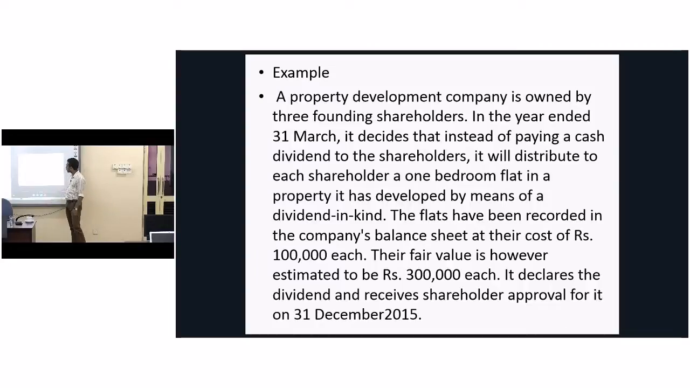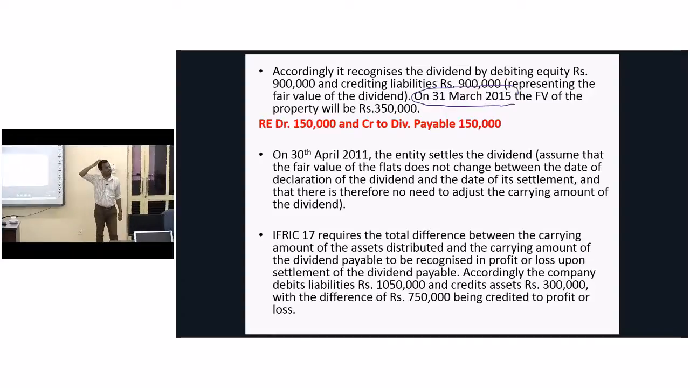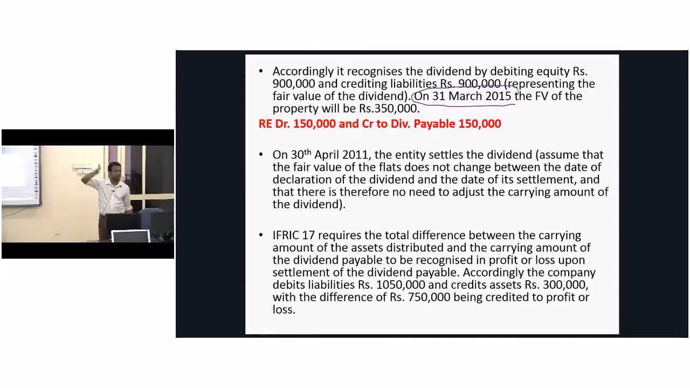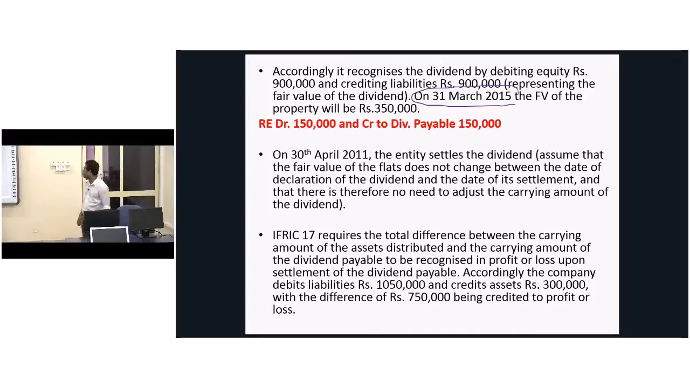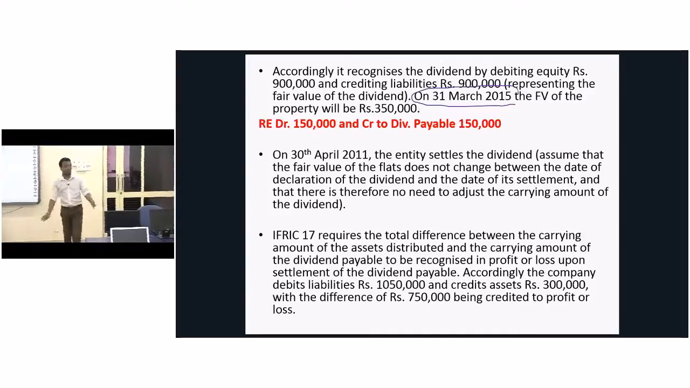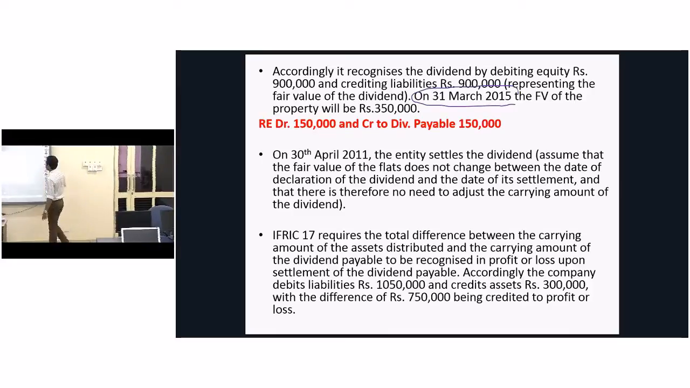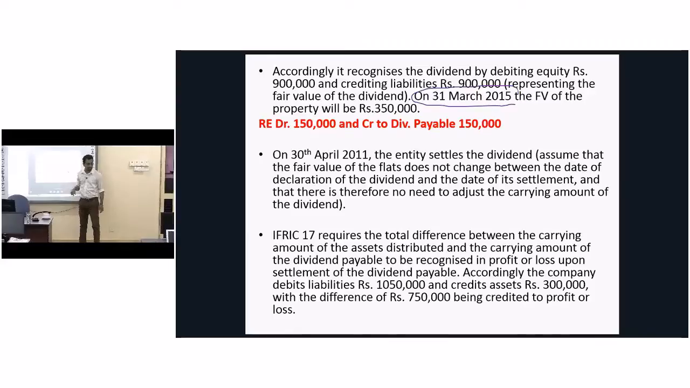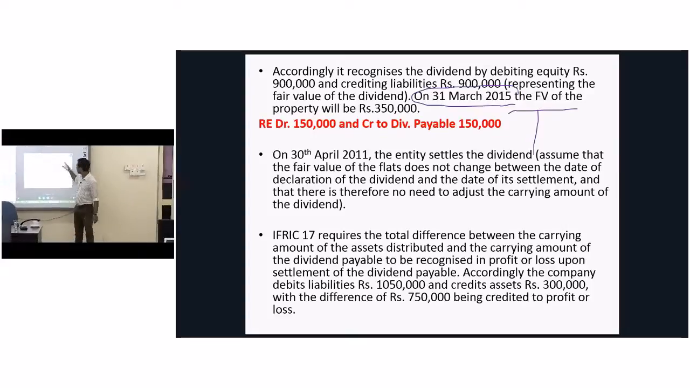If it says, look, accordingly it recognized, settlement will be made at the end of December, but my year end is 31st March. Let's assume the proposal was made on 1st March. If so, what will happen? 900,000 already I have recognized. How? Retained earnings debit, liability credit 900,000. Sorry, made a mistake.